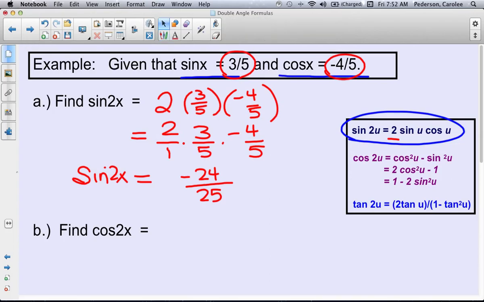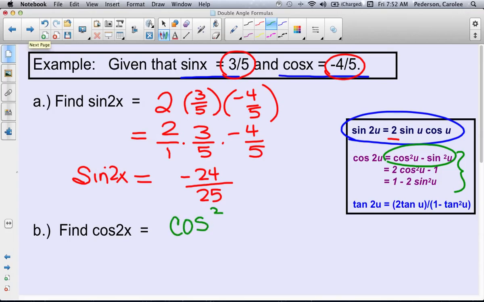Part B is asking you to find the double angle of the cosine of 2x. So now you have 3 choices. It doesn't matter which one of these 3 you choose for the double angle. I'm going to just choose the top one. So cosine squared of x minus sine squared of x.